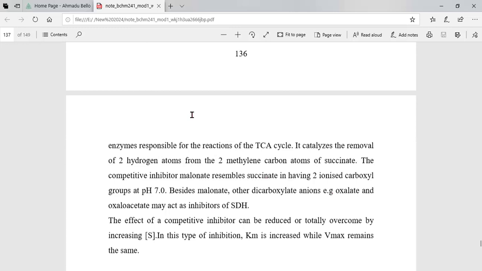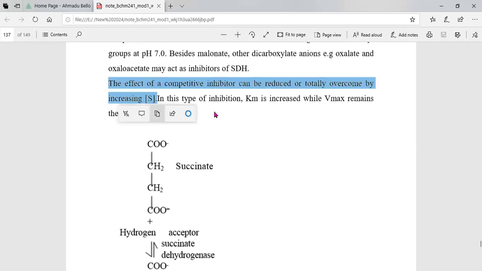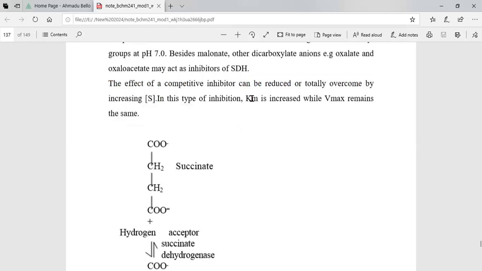If you look at it, the effect of a competitive inhibitor can be reduced or totally overcome by increasing the substrate concentration. So in this type of inhibition, Km usually increases while Vmax remains the same. Km increases while Vmax remains the same. So this is succinate.